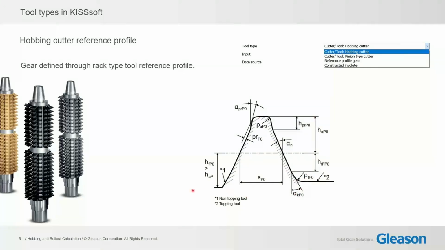Of course, we can use 2 different tools. In this case, we can have a non-topping tool and a topping tool. So for the non-topping tool, the addendum of the gear itself has to be bigger than the addendum of the tool, which is this equation here. And for a topping tool, basically the addendum of the tool is also doing the tip diameter of the gear.